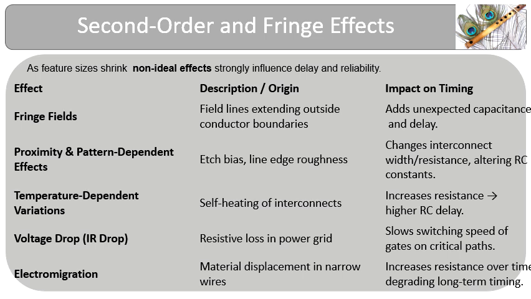Switching transients create interconnect heating and raise the net temperature, leading to increased resistance and RC delay. Voltage or IR drop, resulting from resistive power grid losses, reduces the gate drive strength and impacts critical timing paths.